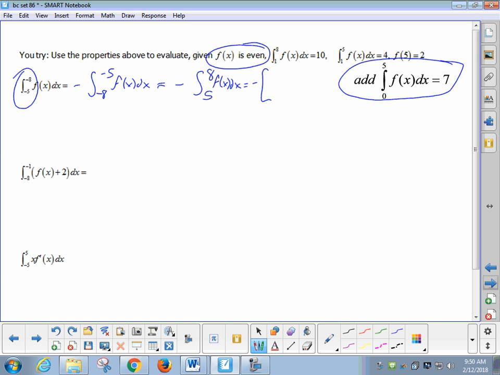Now we're going to use the symmetry idea. We can find 5 to 8 by taking 1 to 8 and subtracting away 1 to 5. So something like the opposite of that. Now I'm ready to actually substitute in my values, so I get negative. Follow?